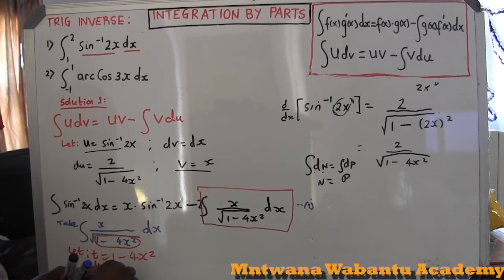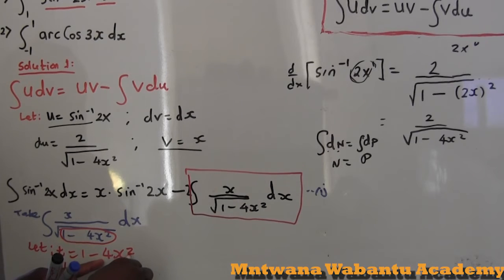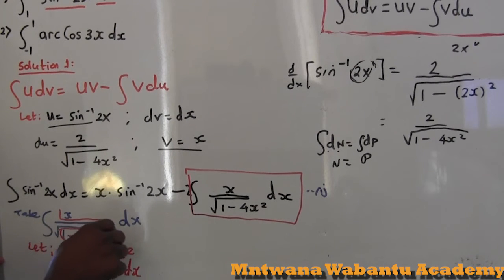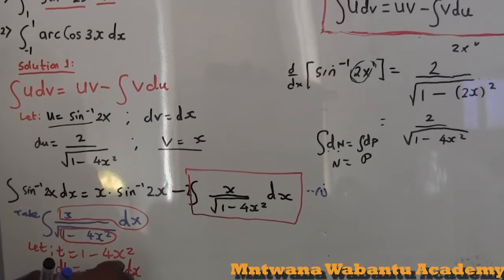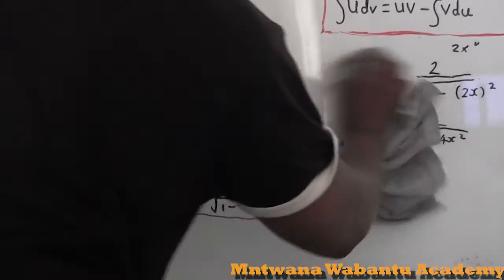When you differentiate 1, you get 0. When you differentiate this, the 2 is going to come down, it's going to be 8x, so it's going to be negative 8x, and then since you differentiate x, you have to give it respect dx. So I'm looking for this x dx. So what is x dx? x dx is equal to dt over negative 8. So let's go to the next page.